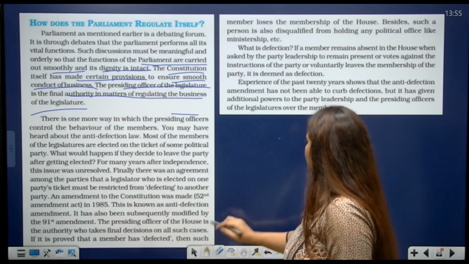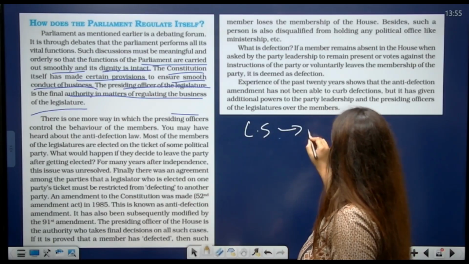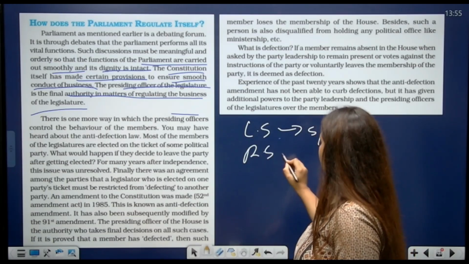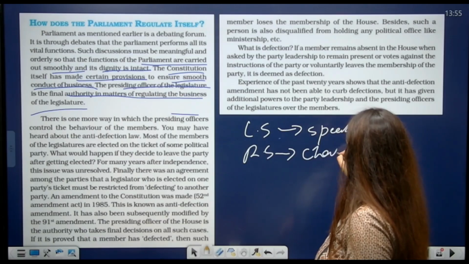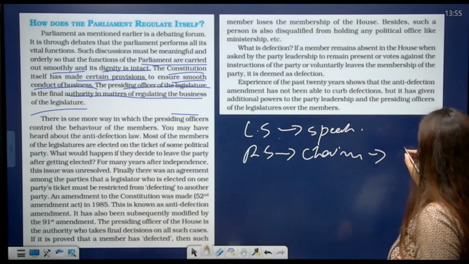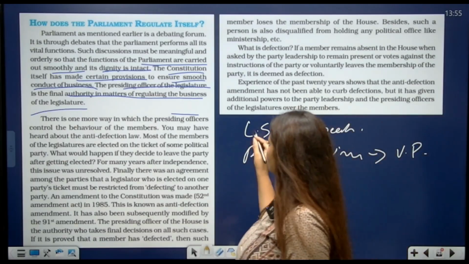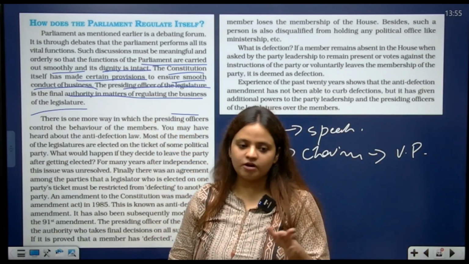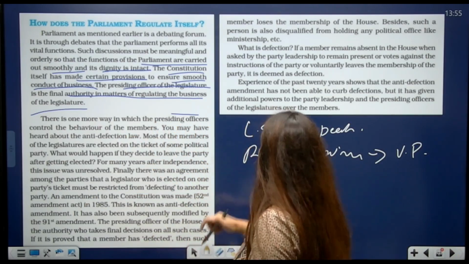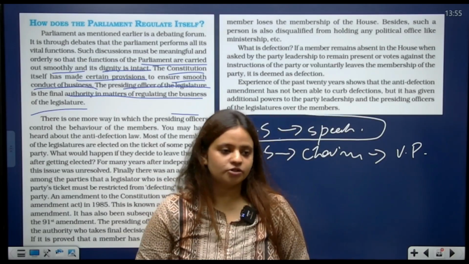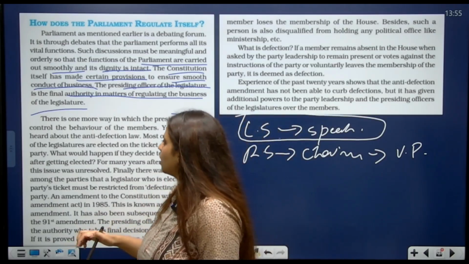The presiding officer of the Lok Sabha is the speaker, and the presiding officer of the Rajya Sabha is the chairman, which is the vice president of India. So in case of day-to-day functioning, day-to-day business of the house, the presiding officer of the house is responsible to manage and conduct the business of the house.